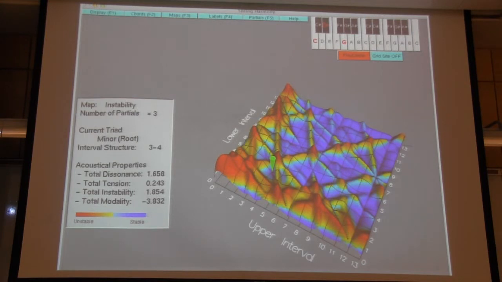So this is what our poster is about. We have this software that is connected to a MIDI keyboard. You can play music real time, and the cursor bounces around depending on what chord you've hit to indicate the visual analog of what you're hearing. So this is the stability instability story.